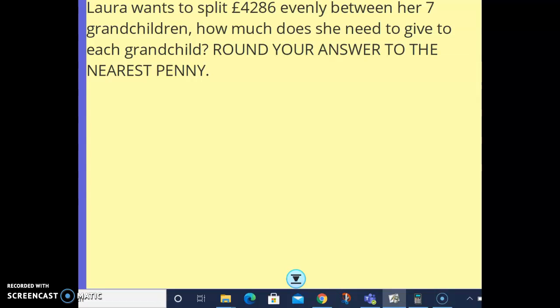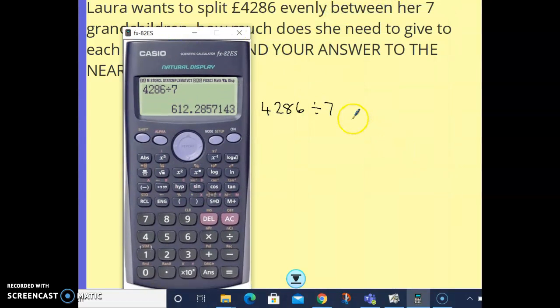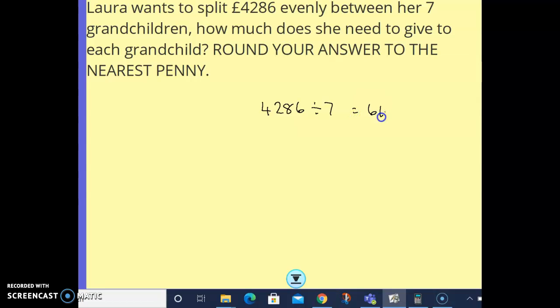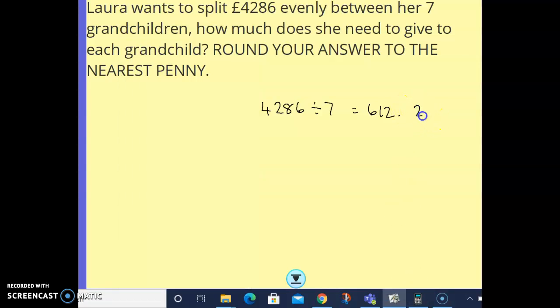Laura wants to split 4,286 between her 7 grandchildren. If we're splitting something, we are dividing, so we're dividing by 7, so 4286 divided by 7 comes out at 612.2857. We want to round this to the nearest penny, which is 2 decimal places. So I get £612.28 and then a 5. That 5 pushes that 8 up to 9. So it's £612.29.